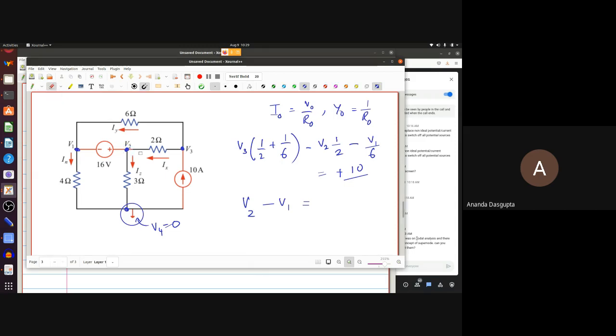How much is V2 minus V1? 16 volts. I'm just not writing the volts here, just V2 minus V1 is 16. That's one equation. Right, so you have three unknowns, V1, V2, V3. You have written down two equations. You need one more. And that's where I guess the supernode comes in.